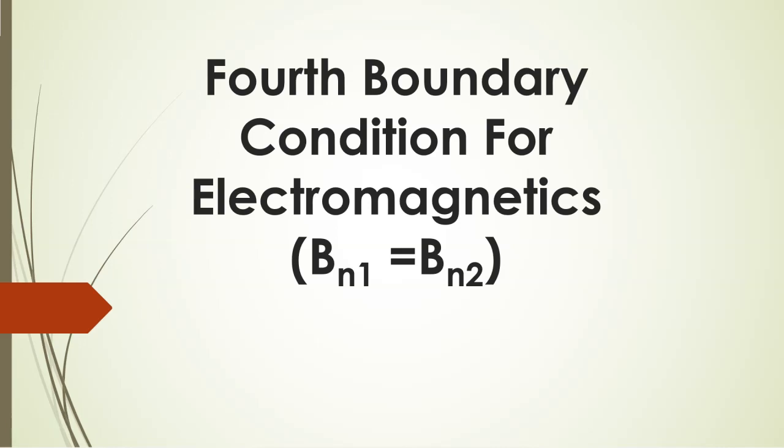Hello friends. Today we will discuss the fourth boundary condition for electromagnetics, that is Bn1 equals Bn2. This is the last boundary condition in the series of boundary conditions. So let us start with the discussion.